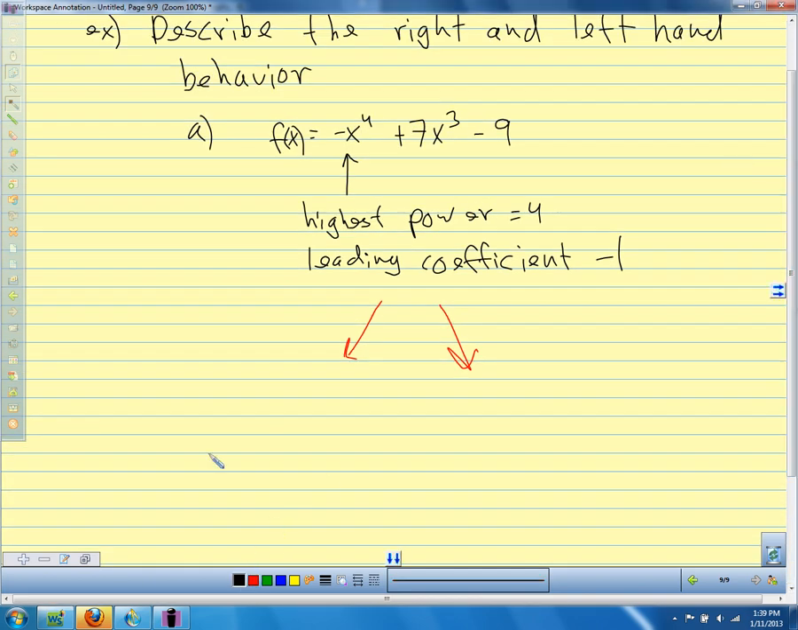For an odd power, so if we have f of x equals, let's say 5x to the fifth plus 2x to the third minus 14x squared plus 6. What's our highest power on x? Highest power on x is 5. So n is odd. Our highest power is odd. Our leading coefficient is 5.